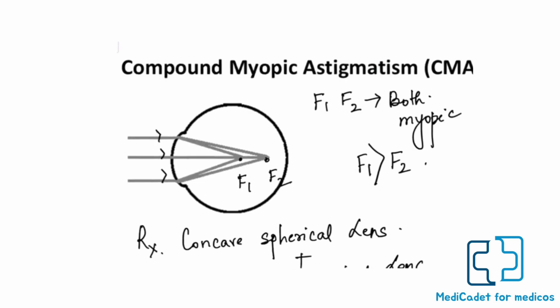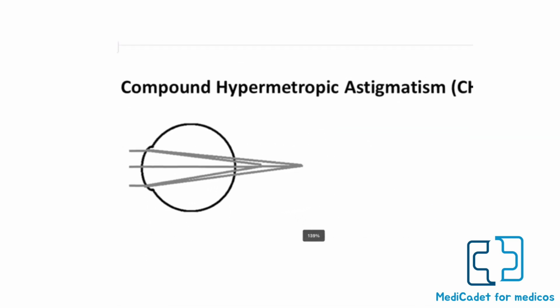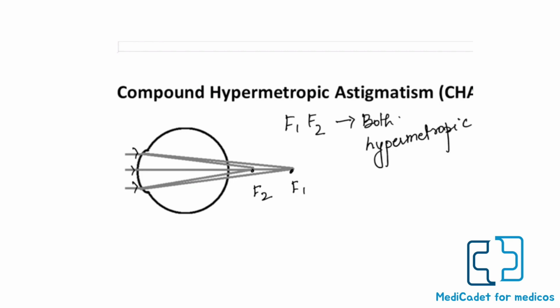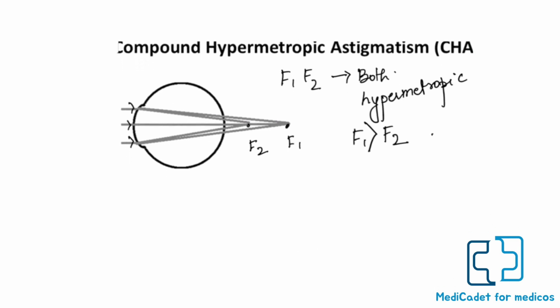Let me finish with the counterpart of this, that is CHA or compound hypermetropic astigmatism. Here also the concept is fairly the same: the parallel set of rays come in as a single bundle, but after refraction they meet at 2 points, F1 and F2. And what will we say about F1 and F2? We will say that both F1 and F2 are hypermetropic. But which is more hypermetropic? Again, F1 here is more hypermetropic than F2. So the same way we looked at CMA, we can look at CHA also.